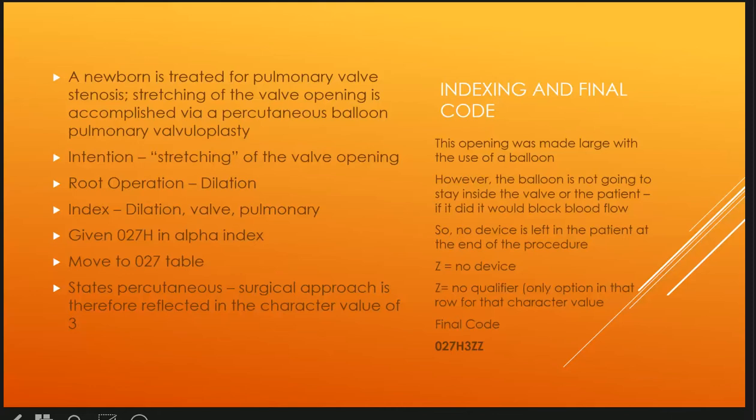You already have the body part value. The next character value is for surgical approach. It tells you that it was percutaneous. The value that reflects that on that particular row for that particular table is 3.